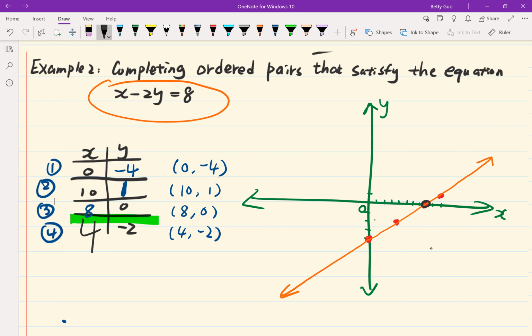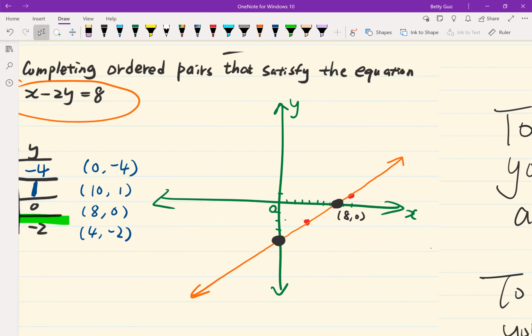This point and this point, they are pretty special. How special? This point, which is a comma 0, is the intersection of the straight line and x-axis. We have a name for this point. This point is called the x-intercept of the straight line. Okay? Yeah, let me write it down.